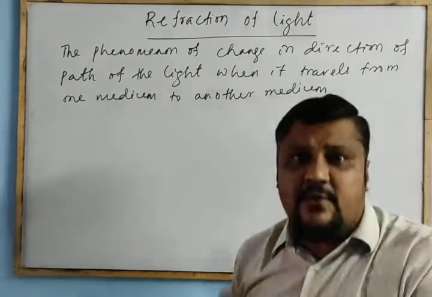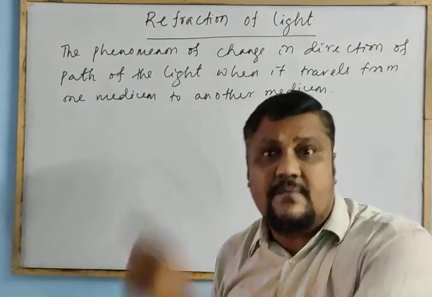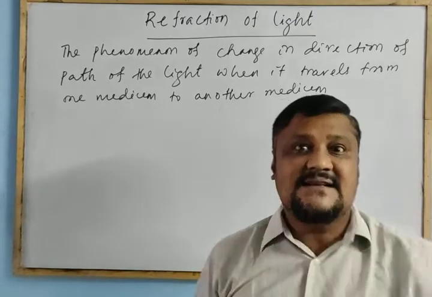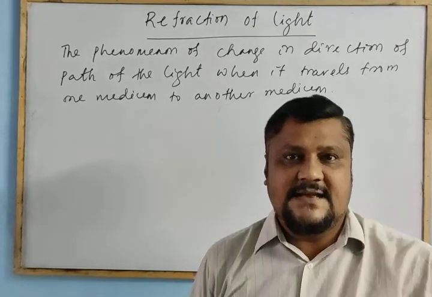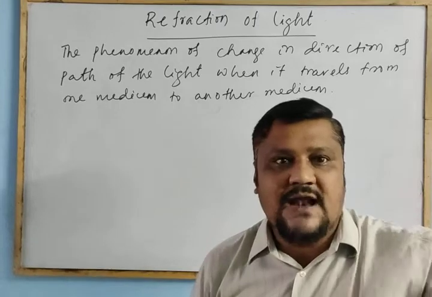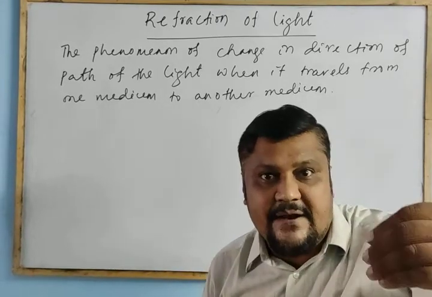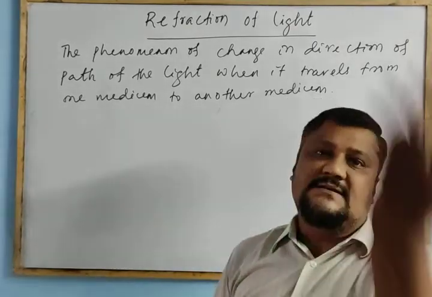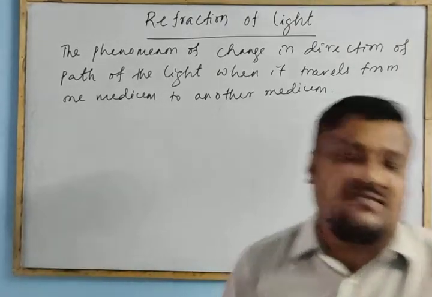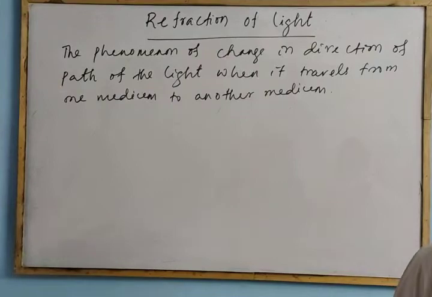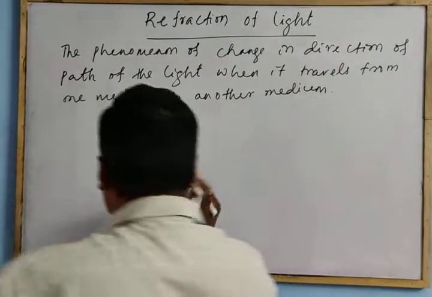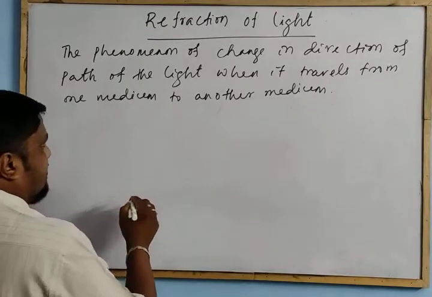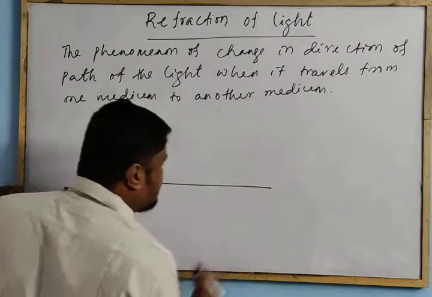From here we conclude that when light travels from one medium to another medium, it changes its path. What is the original path with which it is coming in one medium? When it enters the other medium, it changes its direction of path. Now, let us consider how this occurs.